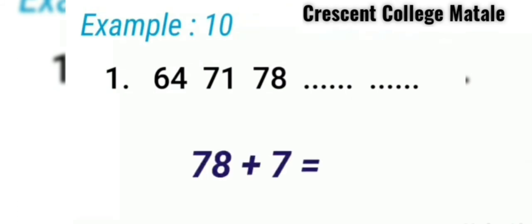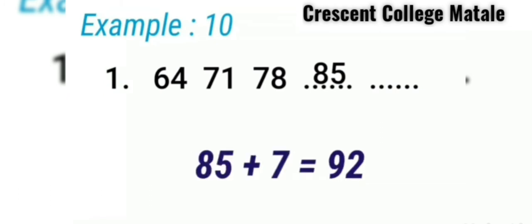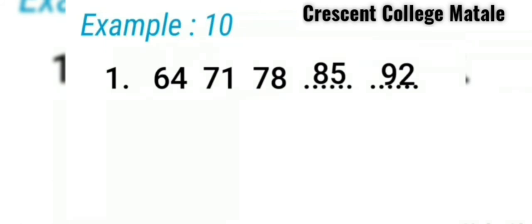So I have to add the difference number to 78 to find the next number. 78 plus 7 equals 85. Then 85 plus 7 equals 92. So after 78, then 85, then 92.